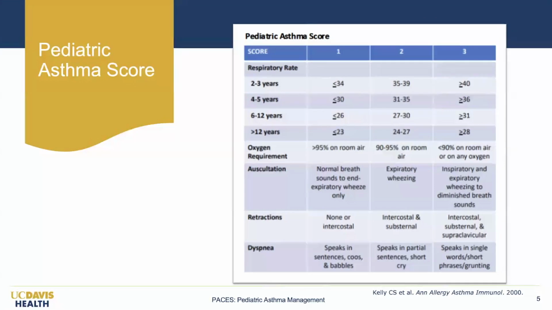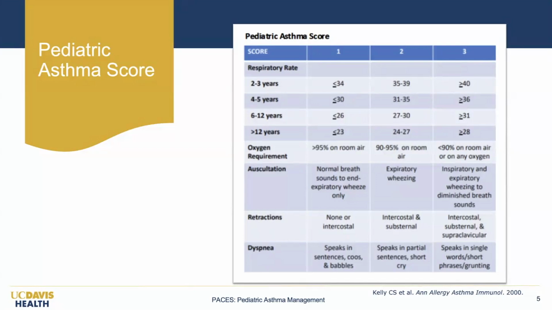And then finally, in the third category, are they able to only speak in single words, short phrases, and especially for our younger patients, are they grunting? I found that one, even in our patients who are older, can be a little bit tricky to assess because sometimes, at least initially in the ED, they're pretty anxious and they're not talking much.